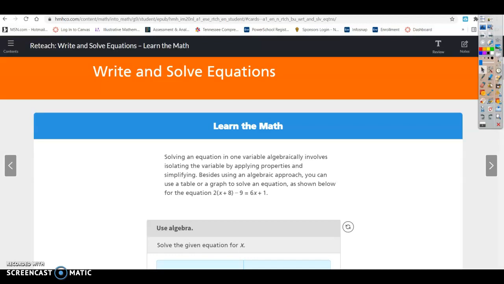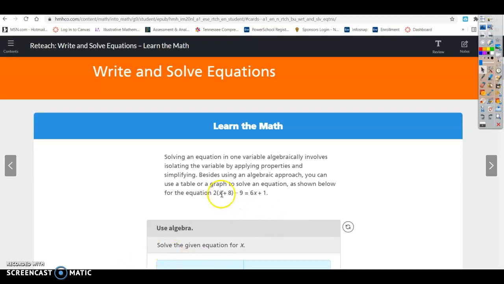Alright guys, today we're going to work in lesson 2.2 out of your textbook. If you want to pause the video for a minute and go locate lesson 2.2, that way you can follow along. So today we're going to learn to write and solve equations.